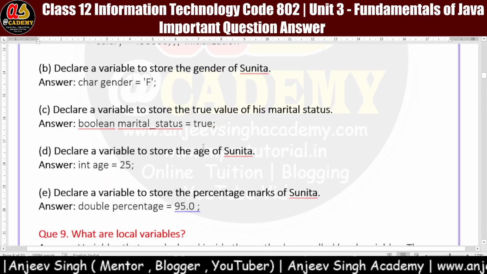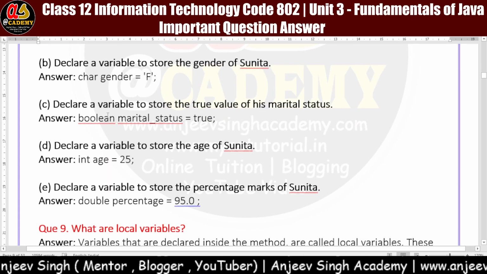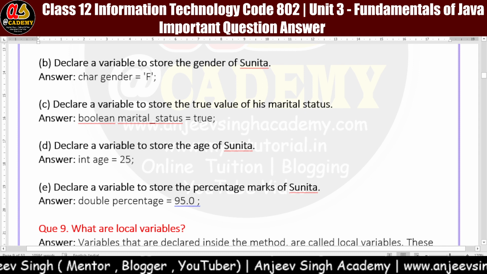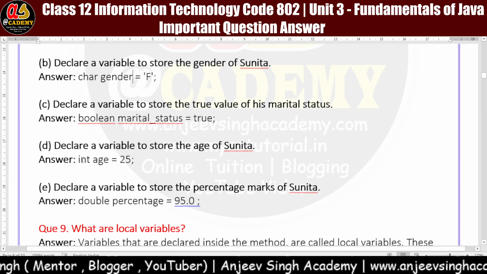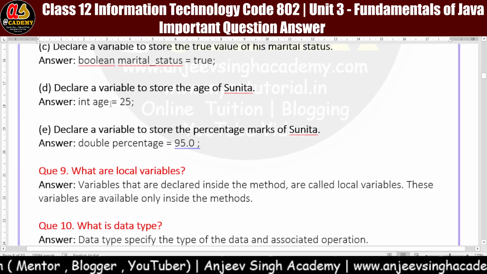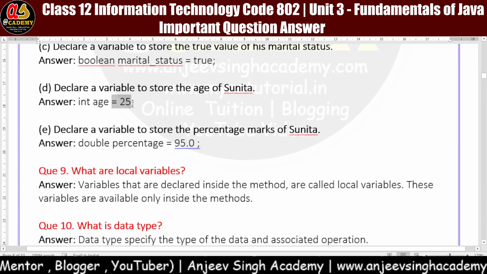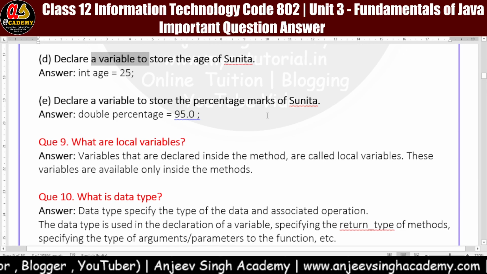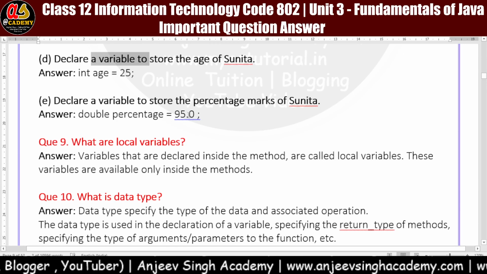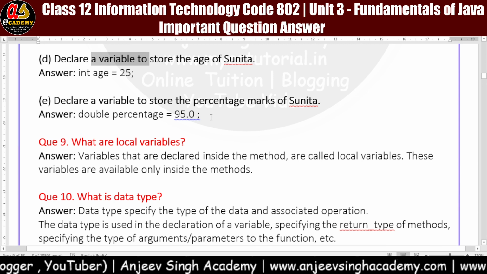Okay. Declare a variable to store the true value of his marital status. So boolean marital status equal to true or false. You can give. Declare a variable to store the age of Sunita. Integer age equal to 25. It's not mandatory to assign a value here because it is asked only to declare. Okay. Declare a variable to store the percentage marks of Sunita. So double percentage equal to 95.0.